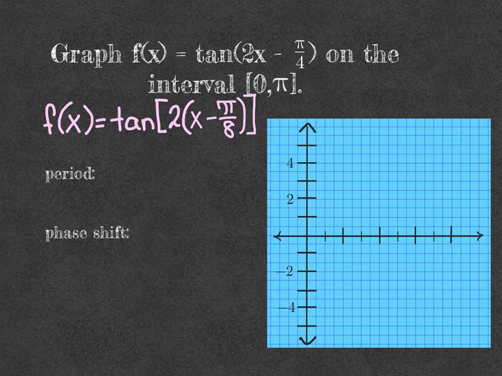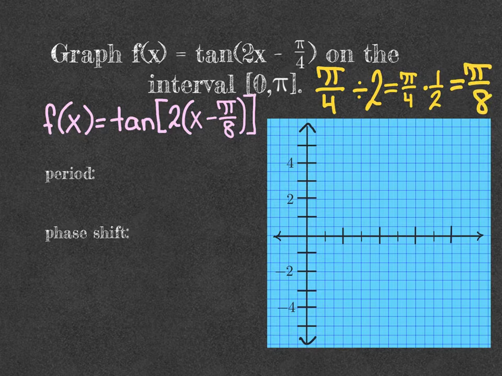So again, this pi over 8 comes from doing pi over 4 divided by 2, or multiplying pi over 4 by 1/2. And now we're ready to figure out the period of the function. So we are going to take pi and divide it by 2 because of this 2 right here, giving us a period of pi over 2.